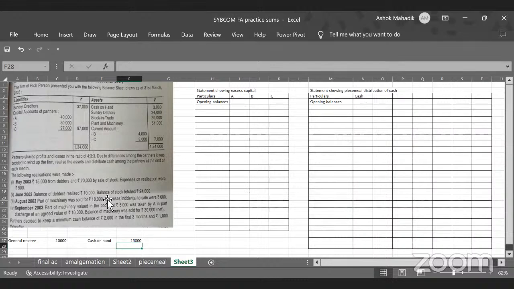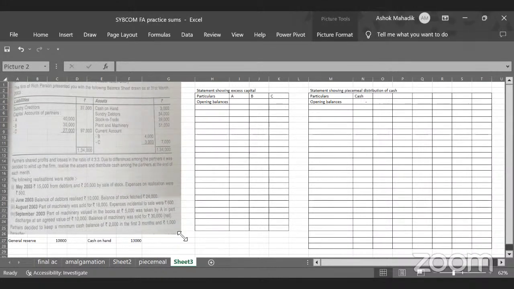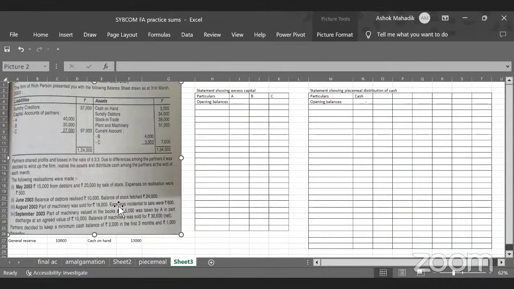Clear? And I'll read the entire sum. Let's see if anything relates to the balance sheet. Partners share profits and losses in the ratio of 4:3:3. So if we add 4 plus 3, 7 plus 3, 10. So 4 by 10, 3 by 10, and 3 by 10 is the PSR. Clear? Due to differences among the partners, it was decided to wind up the firm, realize the assets, and distribute cash among the partners at the end of each month. First, in May 2003, they have realized 15,000 from debtors, 20,000 from stock, and expenses were 500. So we'll add 15 plus 20, 35 minus 500, 34,500 will be our realization in the month of May.